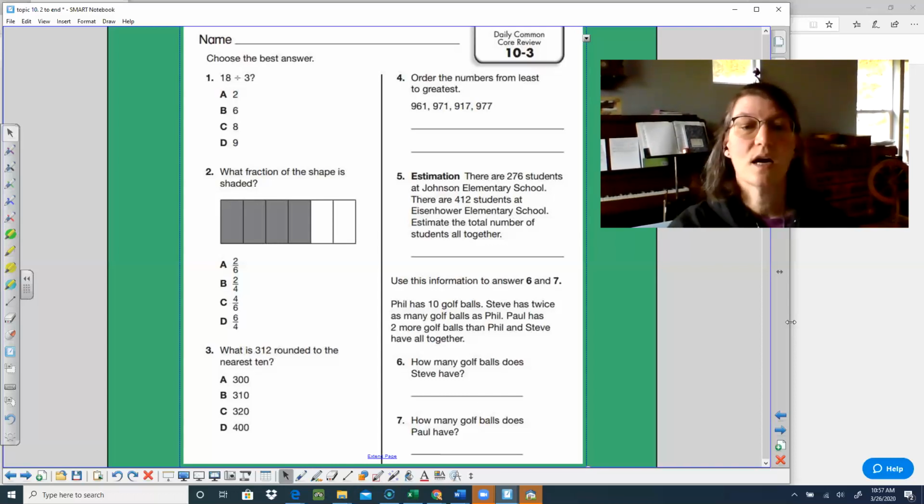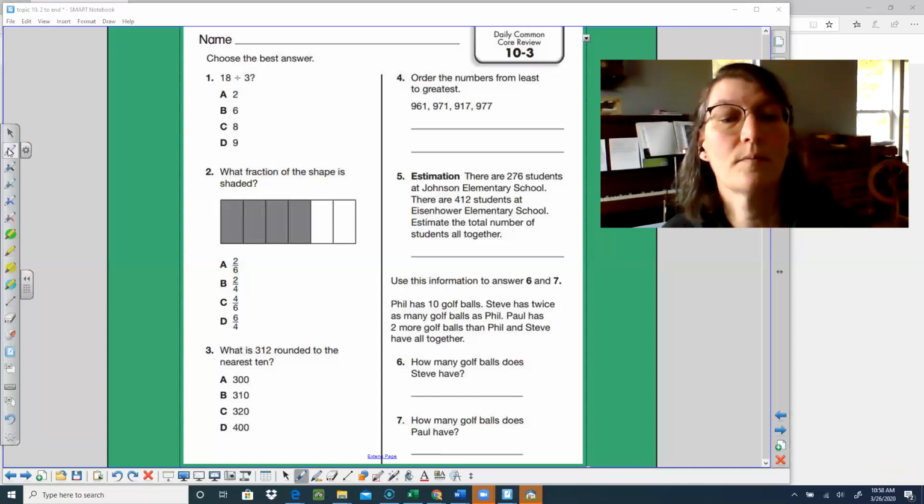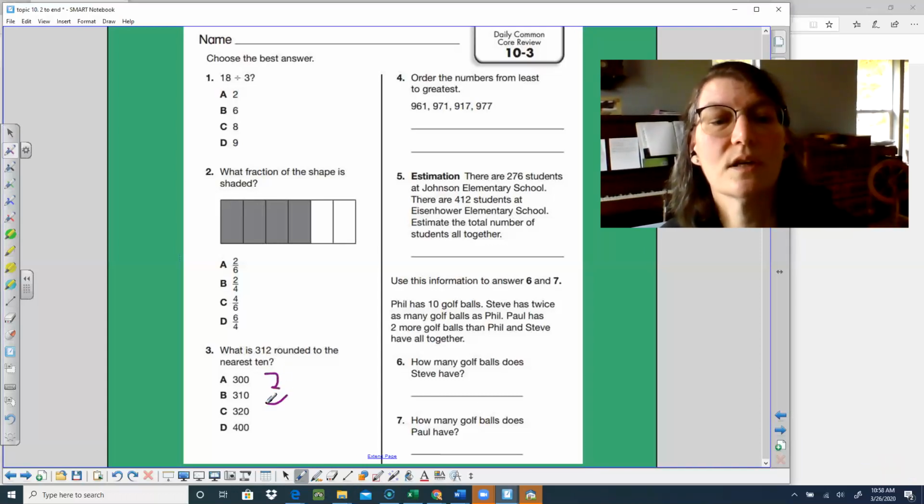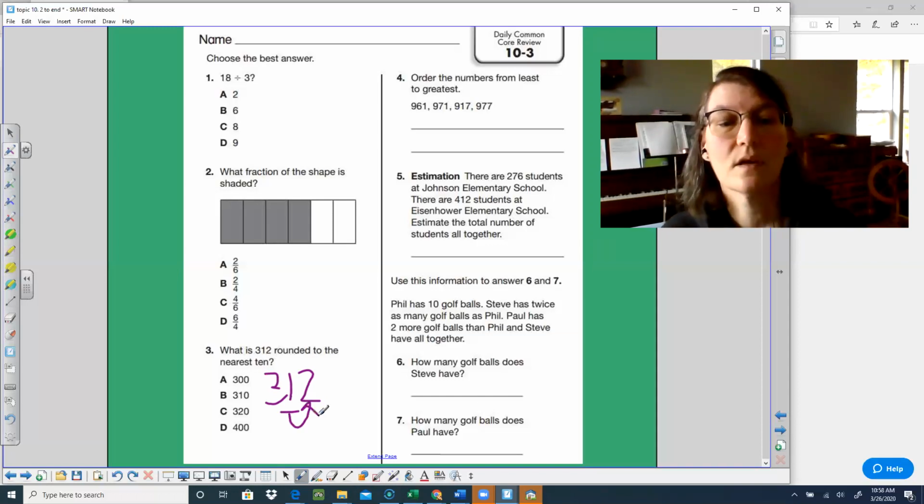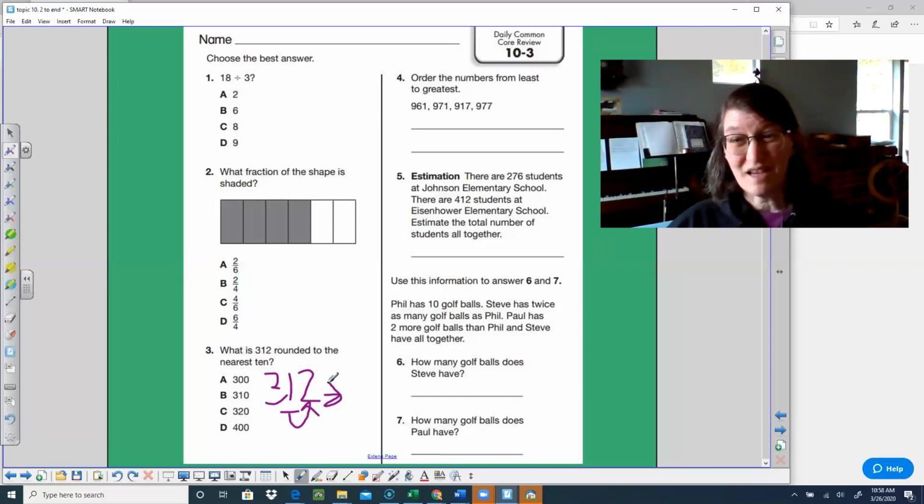So on that one, I found a little stylus pen, so we're going to see if that works. I'm going to model how I want you to set that up on your paper. So please write 312, underline your tens place, draw an arrow to the ones, and then round it to the nearest tens. If it helps you, remember that silly little song: 5 or above, give it a shove, 4 below, let it go. That might help you remember whether you're rounding it to 300, 310, 320, or 400. Remember, you are rounding to the tens.